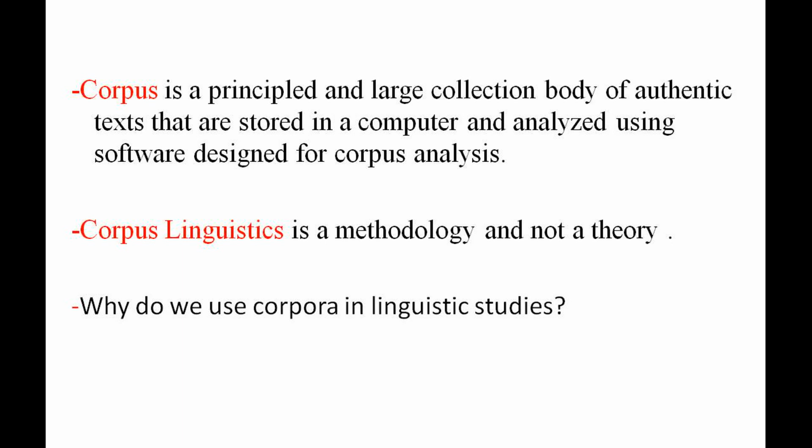Now, texts refer to naturally occurring examples of language. So we have spoken and written. Authentic texts refer to genuine communications, and so the language used must be natural. So how large? It depends on the corpus and the research objectives. For example, journals, newspapers, TV shows, formal or informal, etc.